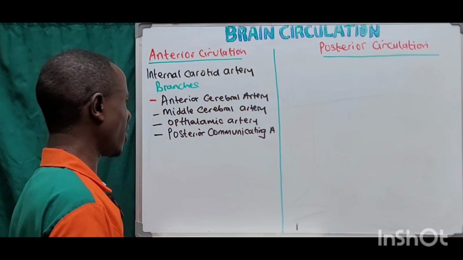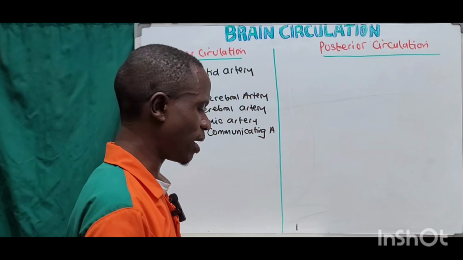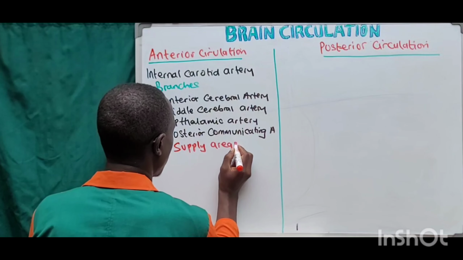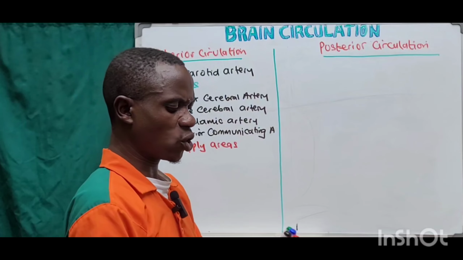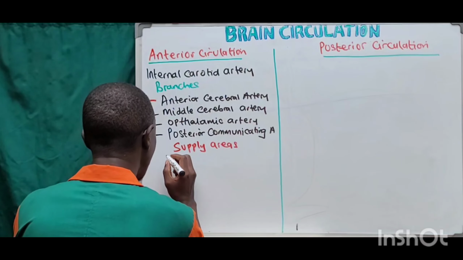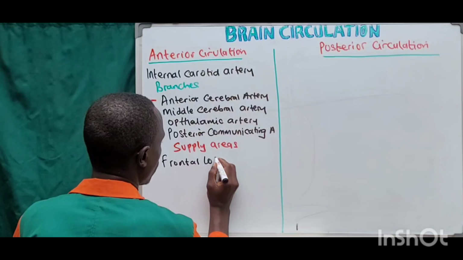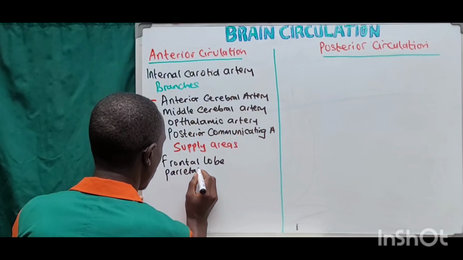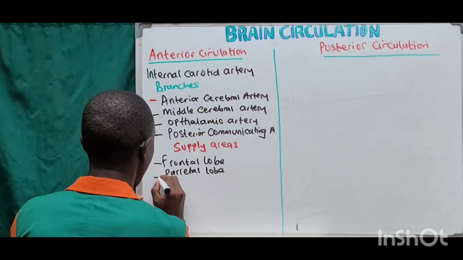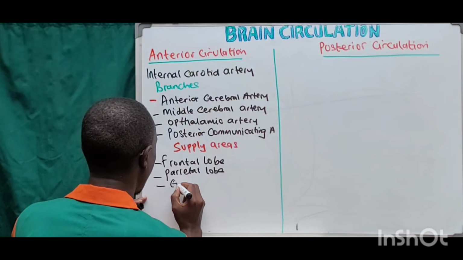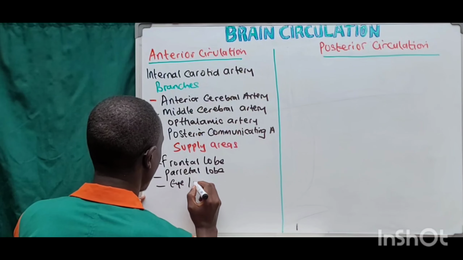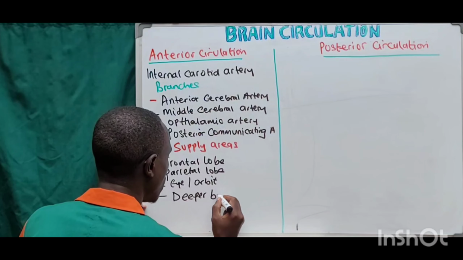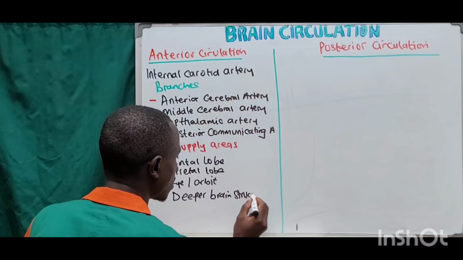Now the question is, what are some of those areas they are going to be supplying? Now these branches are going to be supplying the following areas. They are going to be supplying different structures within the frontal lobe, also the parietal lobe. They are also going to be supplying the eye, or the orbit, and even the deeper brain structures.